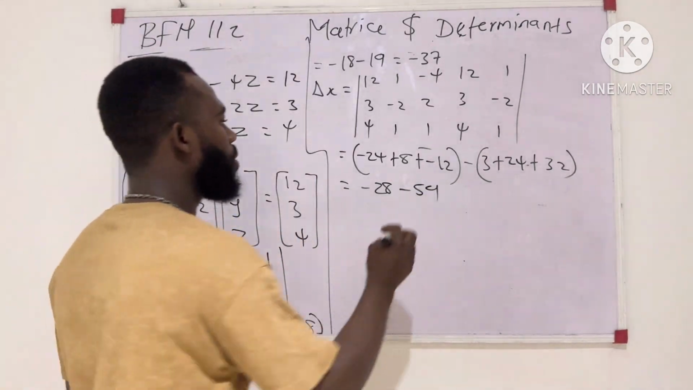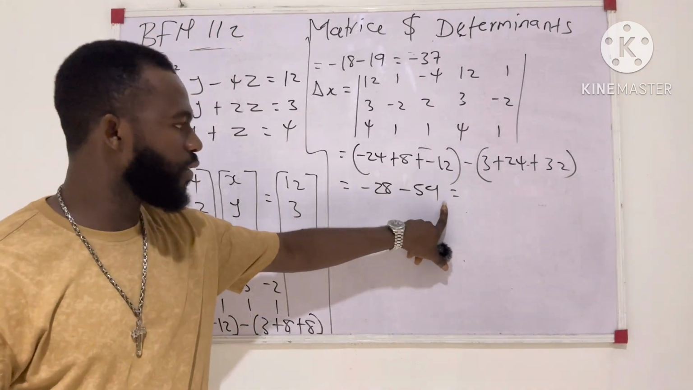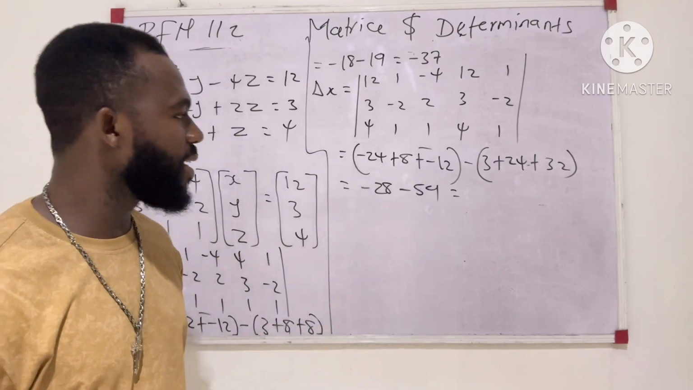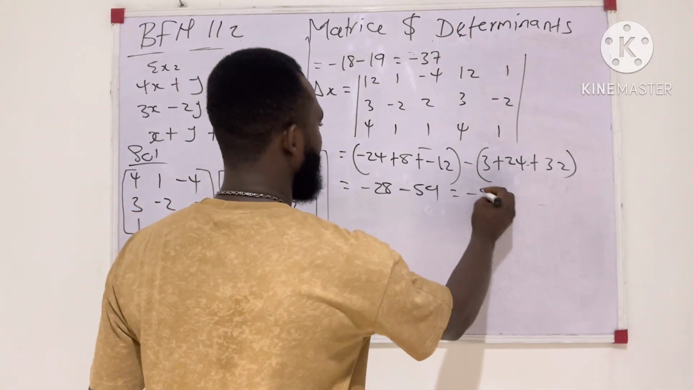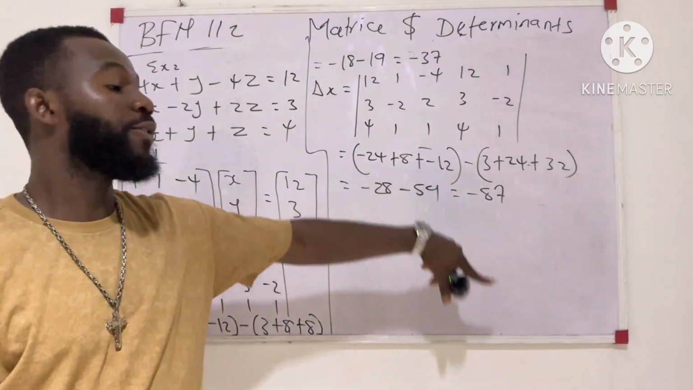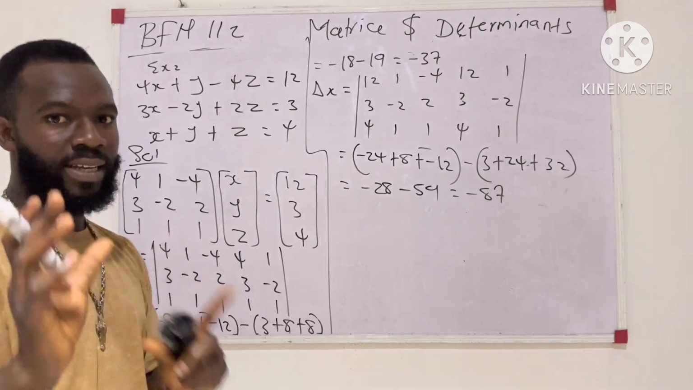27 plus 32 gives us 59. Alright, so now if we work with this, minus 28 minus 59 will give us minus 87. Minus 87, because why? You are owing 28 and you are also owing 59. So how much are you owing together? 87. And what sign will show that you are owing is a minus sign.